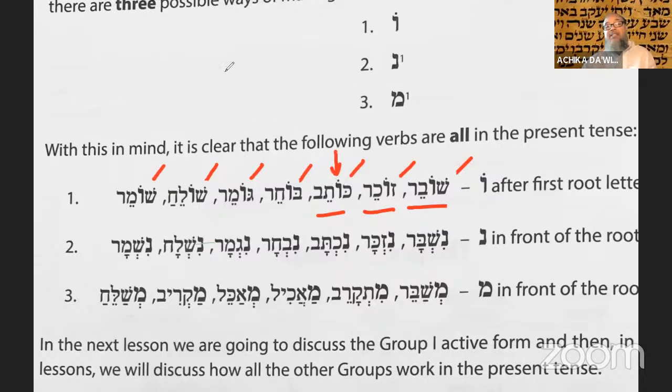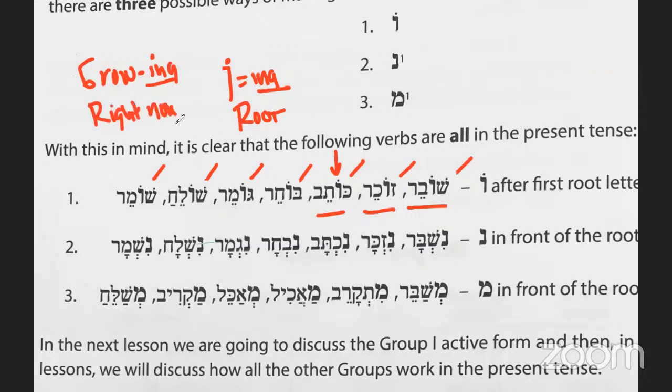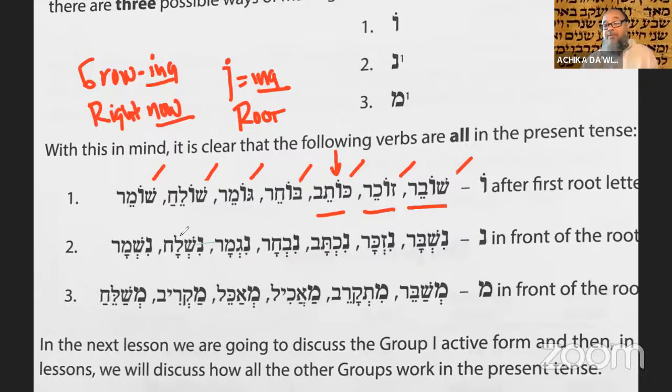So let's just take this little vav right here. And we know that this is an ing. And we're putting that ing on a root. This means something that's continuing, right? So if we're talking about grow, all I'm gonna do is put the ing on it. And what I have is growing, okay? So if something's growing, it's actively happening, when? Right now. Do you understand? So that's a good way for you to remember this, okay?